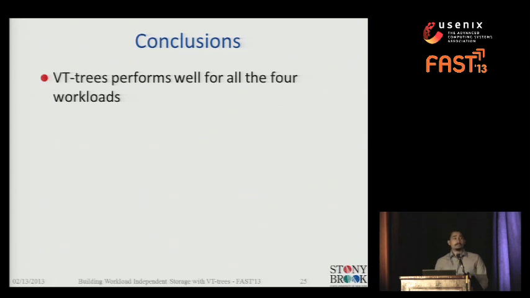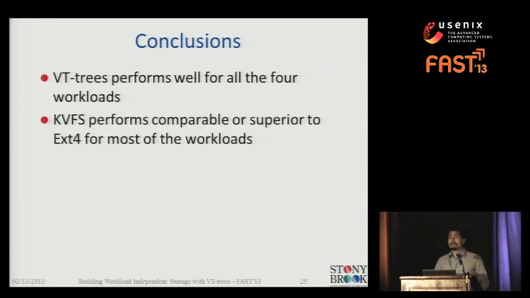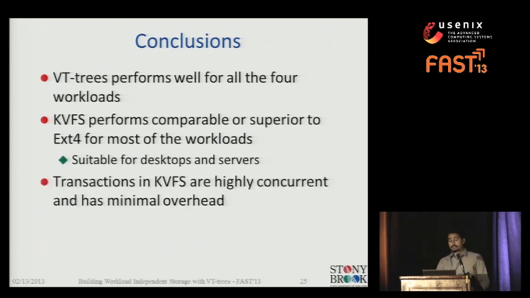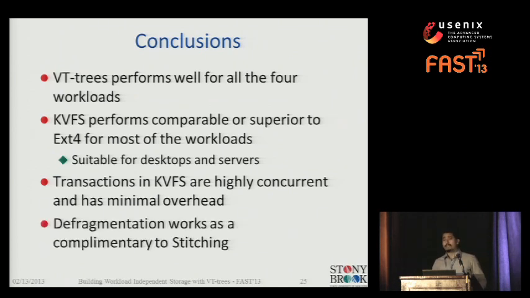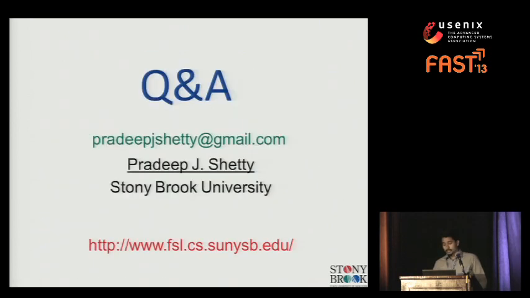So in conclusion, we show in our paper that VTTree performs well for all the 4 workloads. And KFS performs comparable or superior to that of ext4 on most of the workloads, including micro and macro. So we say that it's suitable for desktops and servers. And then we also have low overhead transactions, which can be highly concurrent too. And then defragmentation works really well as a complement to stitching.